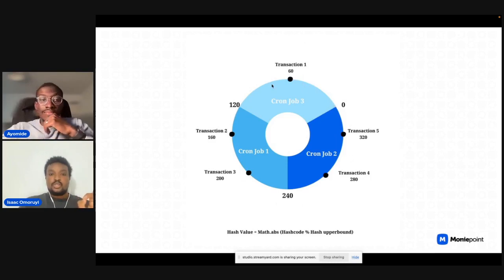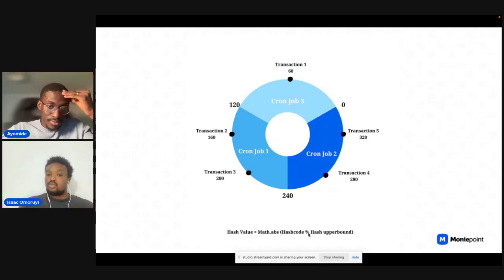Now these cron jobs are going to pick up transactions that fall within this particular segment of the circle. What happens is we are trying to compute a hash value for that particular transaction, and the hash value is going to be between 0 and 359, because we're using a modulo. A modulo is like the remainder of that particular value. So we compute the hash code of this particular transaction initially.